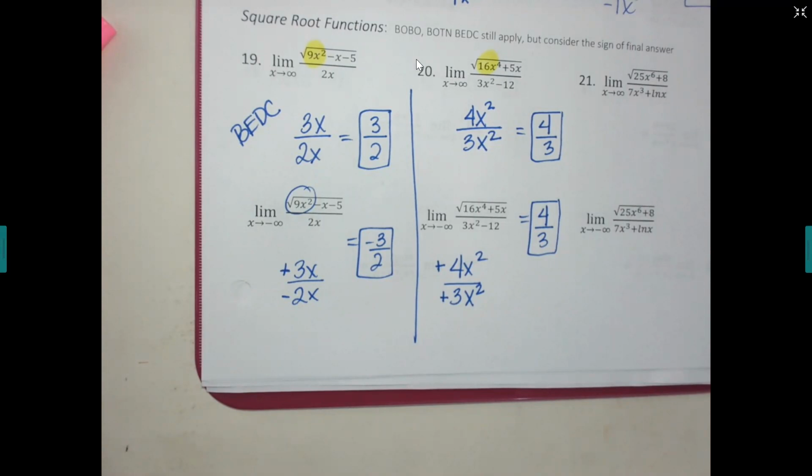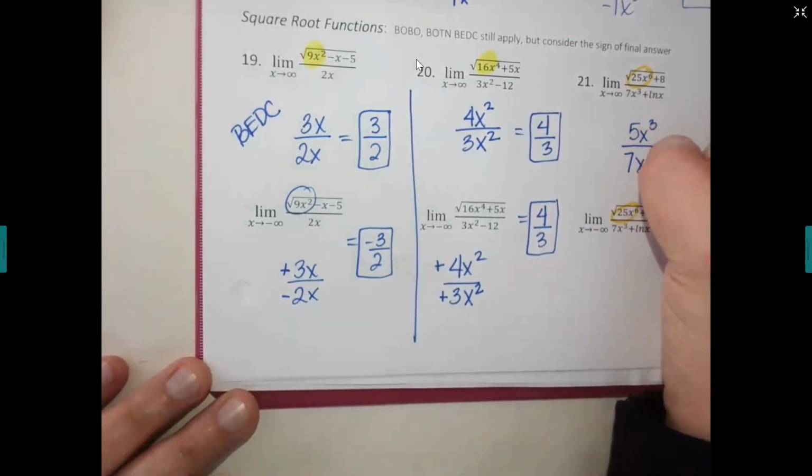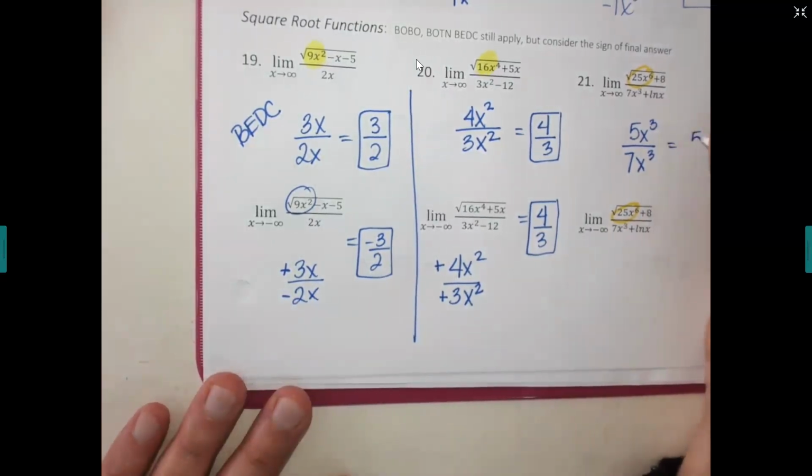Can someone tell me the root of 25x^6? 5x^3. Versus on the bottom, I'm going to have 7x^3. And now quick question, why don't I even care that the log's here? Because who's more powerful out of my choices? The polynomial wins. So even though this is here, I don't even care. I'm looking for the biggest thing. Polynomials beat logs. Okay, from here, I know it's going to be 5/7 because it's a Betsy.